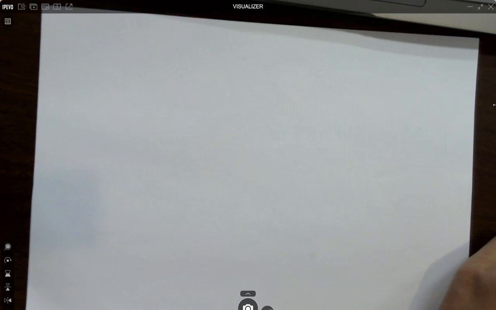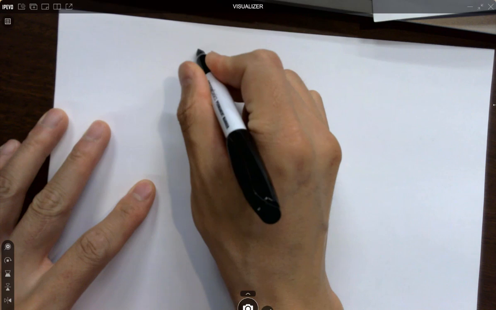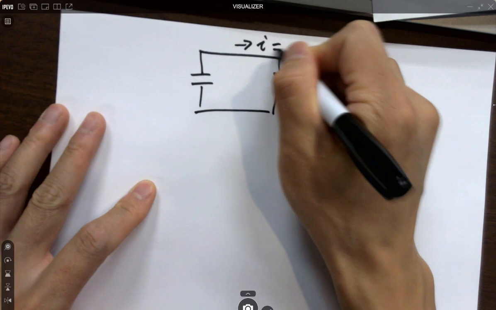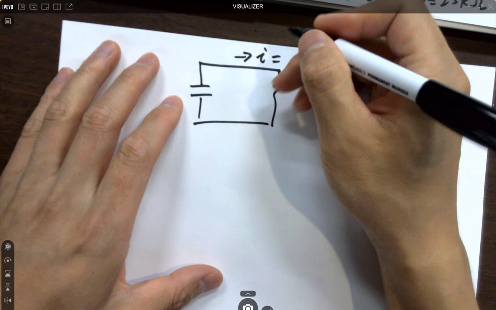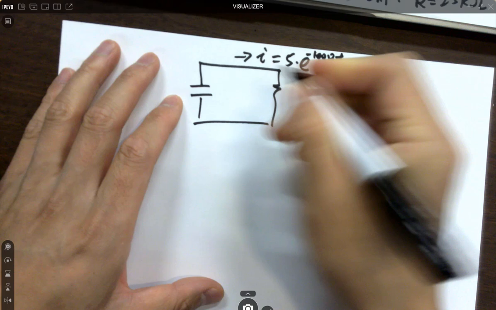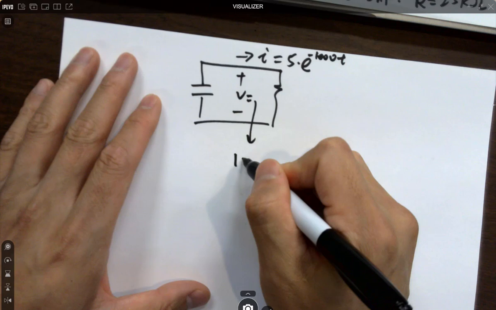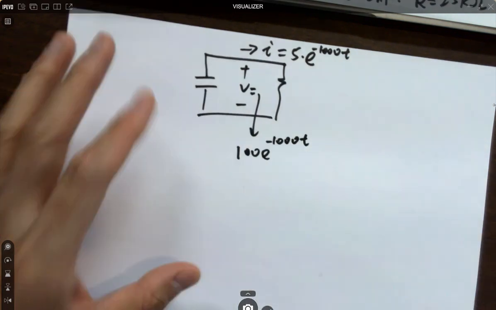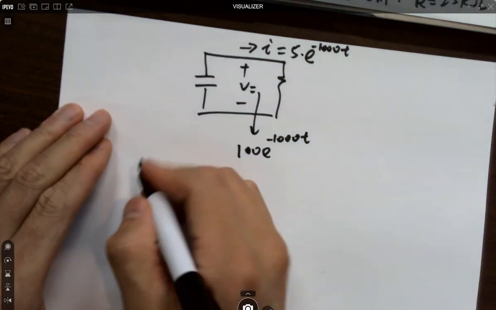Okay, so there's a really simple circuit. It has a capacitor here, has a resistor here, and it tells you that I is 5 times e to the minus 1000 t, and there's a voltage V that is 100 e. Okay, it's asking you what is R? What is R? It's a really simple question.